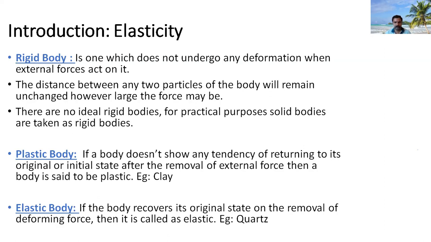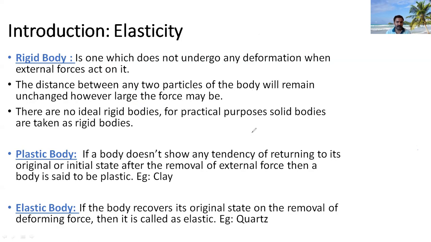So when there is no displacement of its atoms or molecules from their original positions, there will be no deformation. That's why the distance between any two atoms of the body will remain unchanged, however large the force applied on the material. So ideally there is no rigid body. For practical purposes, solid bodies are taken as rigid bodies.